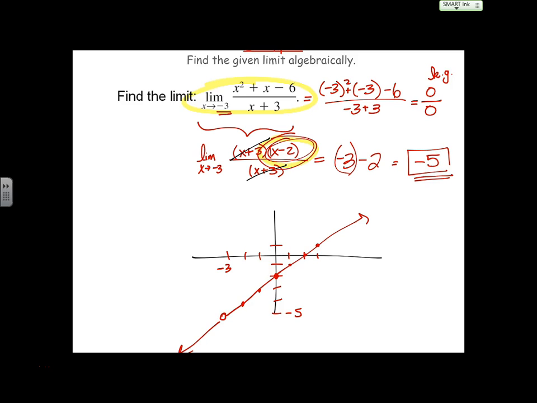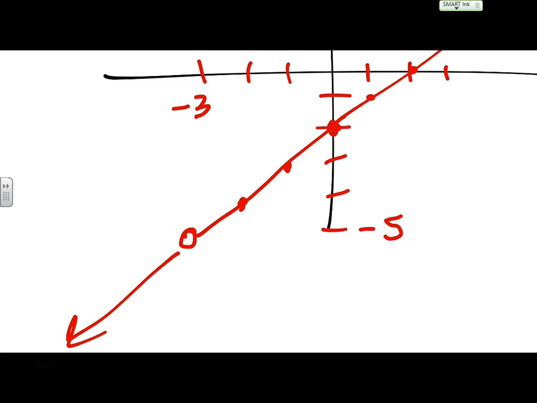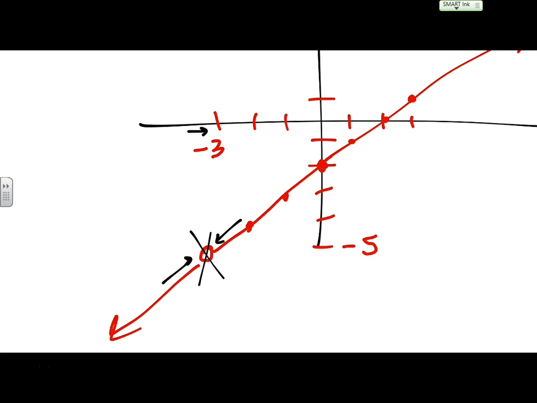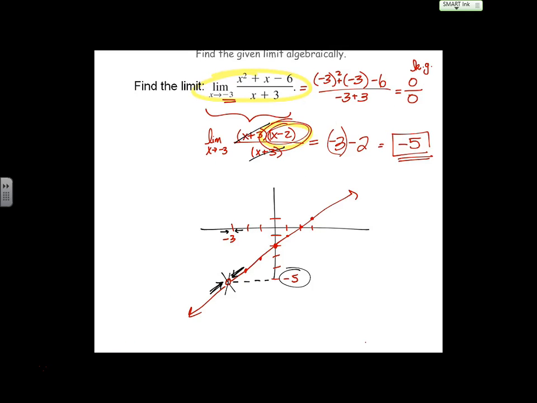But here's the question, kiddos. Remember when we were taking limits? Do we care about what's going on at negative 3 or just what's going on as I approach? Exactly. So as x approaches negative 3, looking at the function, my function is approaching a height of, so what is my limit? Got it. So the same way we used to find the hole, that's how we find the limit.